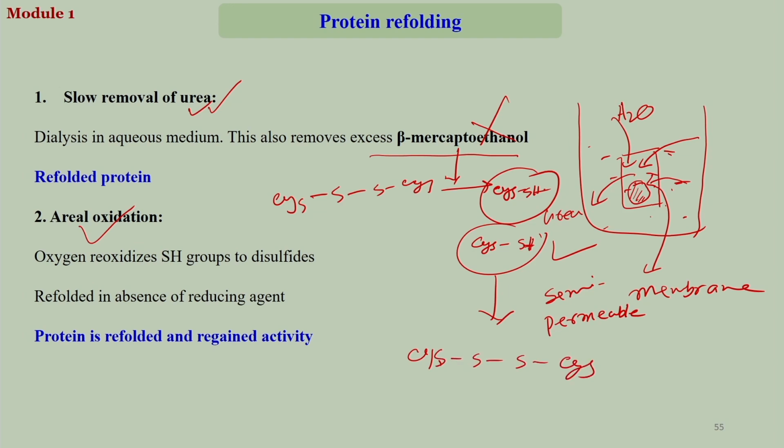So, you are allowing the protein again to form the disulfide bond, the covalent bond, and therefore it can regrow its tertiary structure. Oxygen oxidizes the SH groups to disulfides, refolded in absence of the reducing agent, that is the beta mercaptoethanol. Once you do both treatments, the protein is again refolded and regains its activity. That has been studied: after you remove all these reagents that you used at the beginning, the protein resumes its active biological functions and activity.